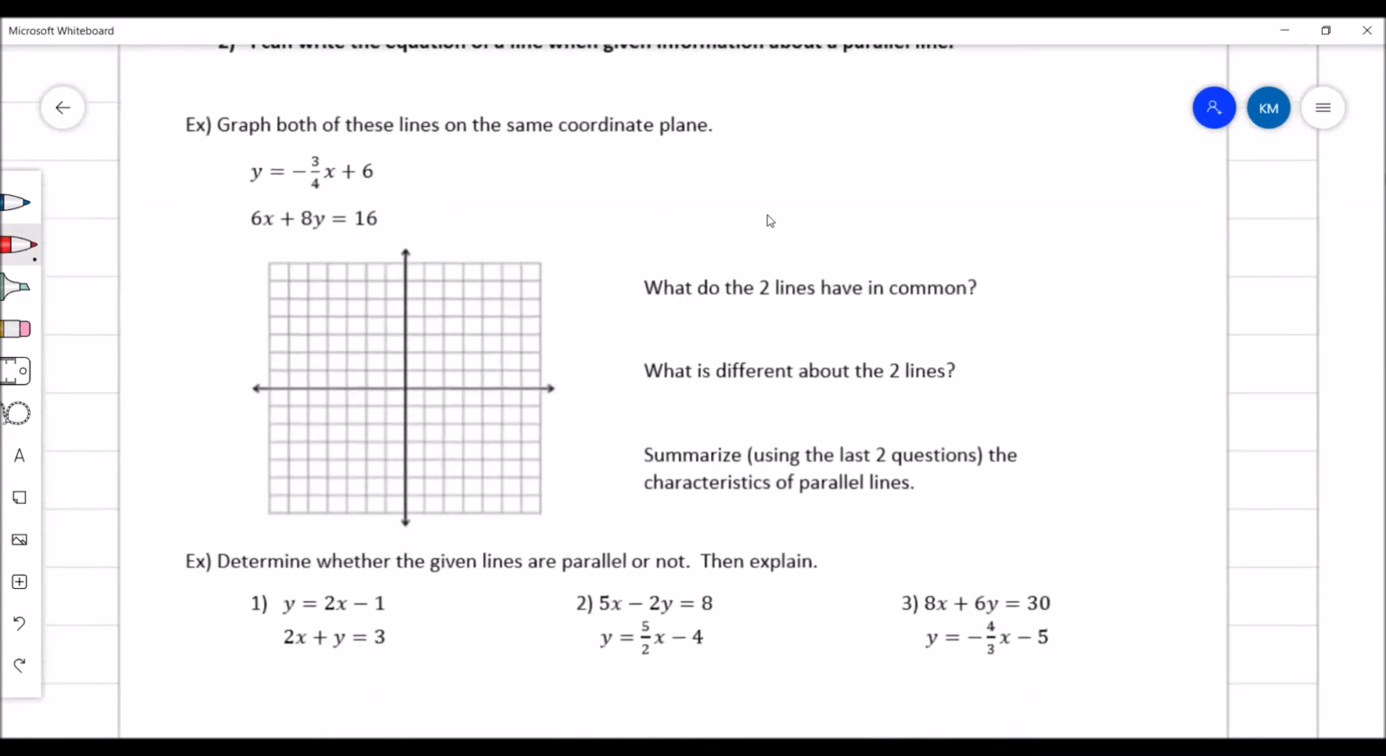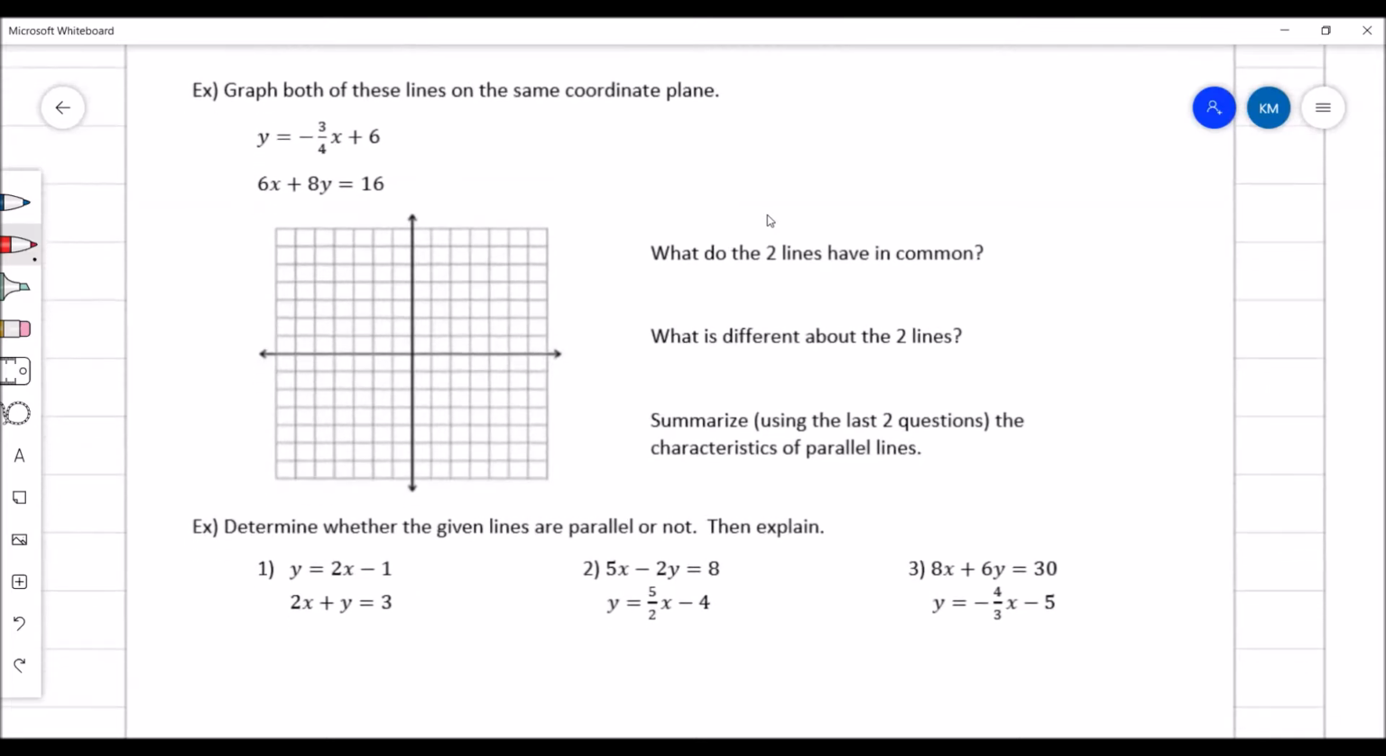It says graph both of these lines on the same coordinate plane. So first line is in slope-intercept form. Our y-intercept is 6. 1, 2, 3, 4, 5, 6. Our slope is -3/4, so we'll go down 3. 1, 2, 3 over 4. 1, 2, 3, 4.